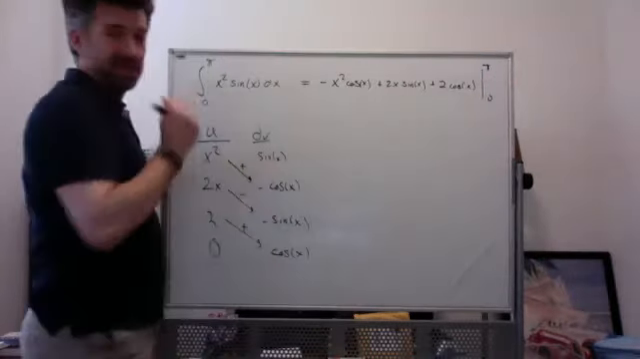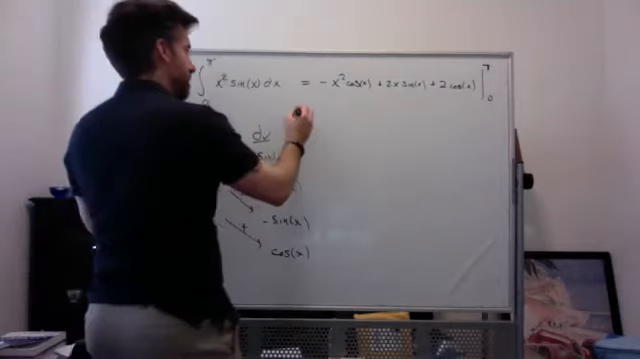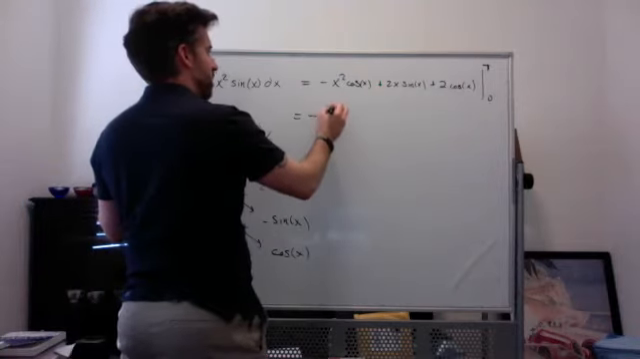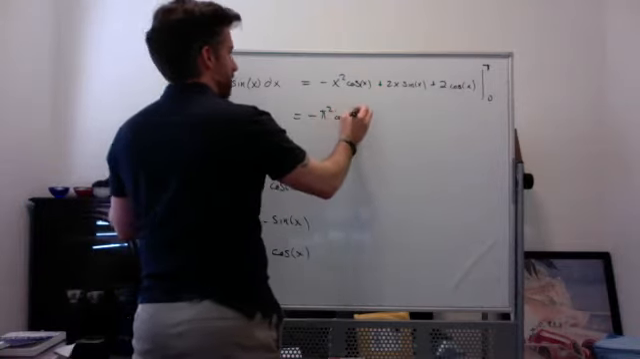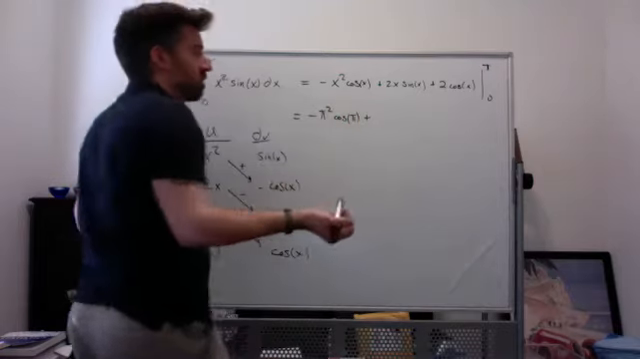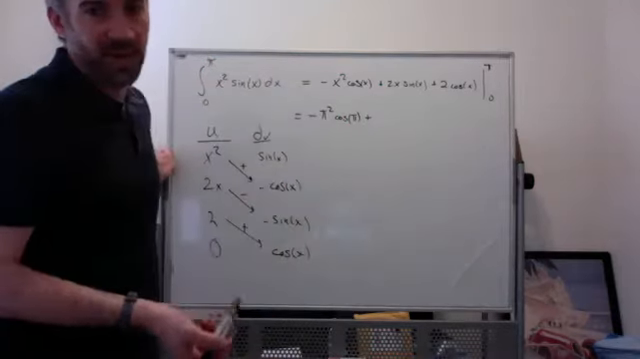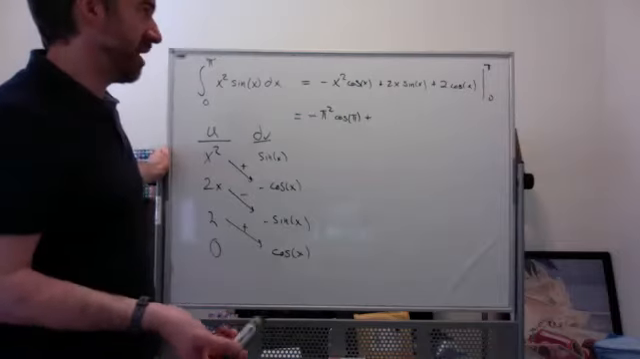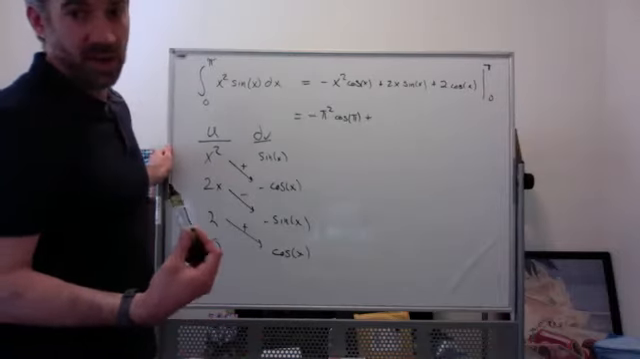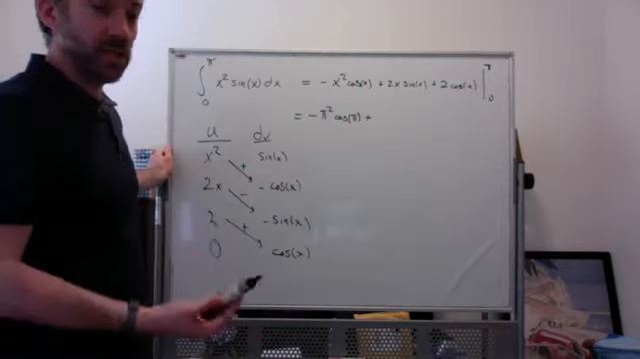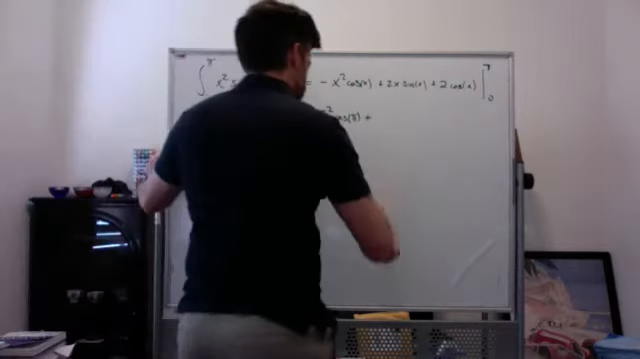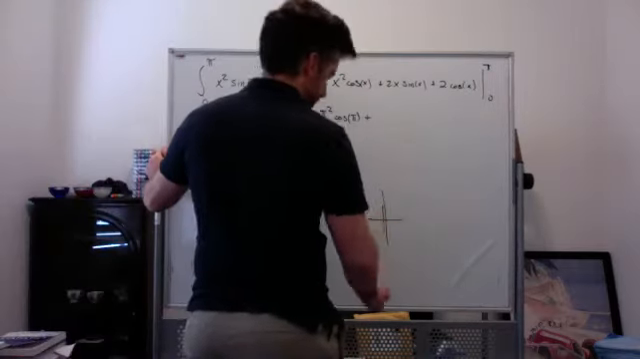And then we have to plug things in. So we're going to get, let's see, negative pi squared cosine of pi plus, now here's where it's good to know. I could go ahead and write out 2 times pi times sine of pi, but I know, and hopefully you guys know, that sine of pi is 0. If you don't remember, here's the unit circle. Wow, okay, well, let's try that again.